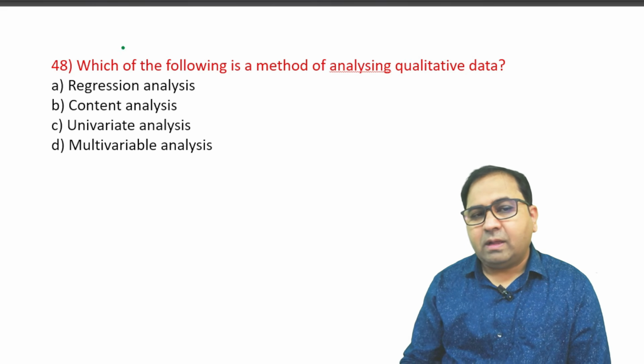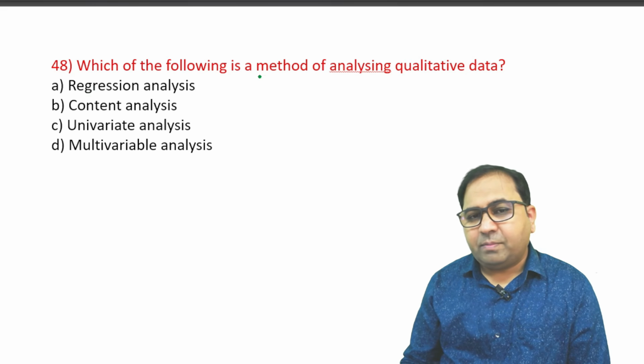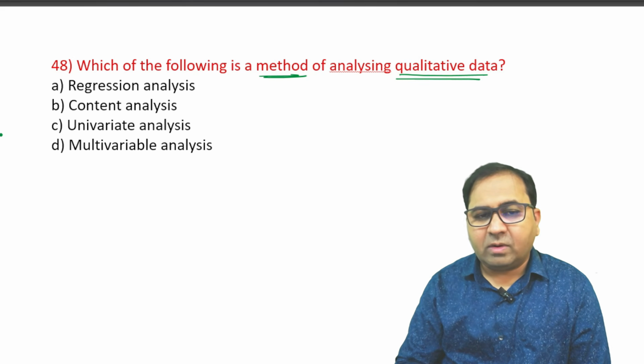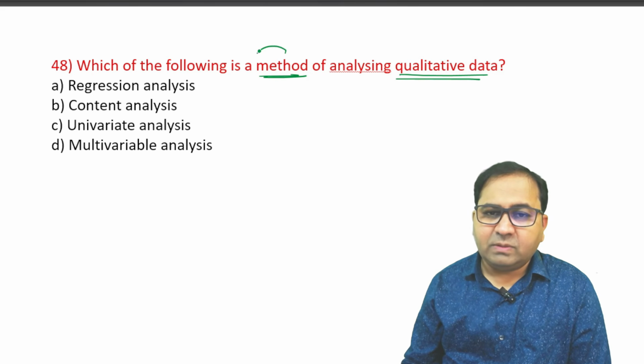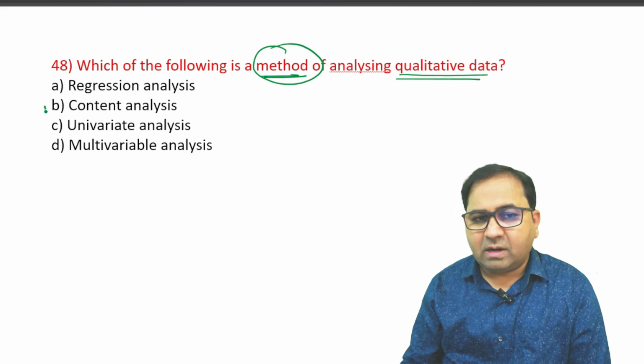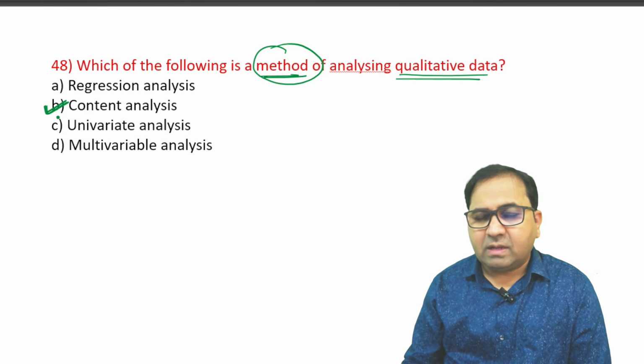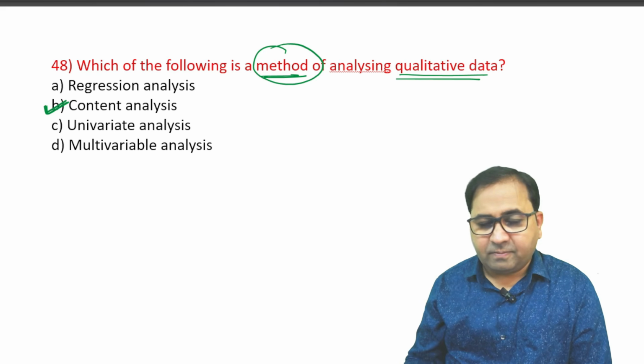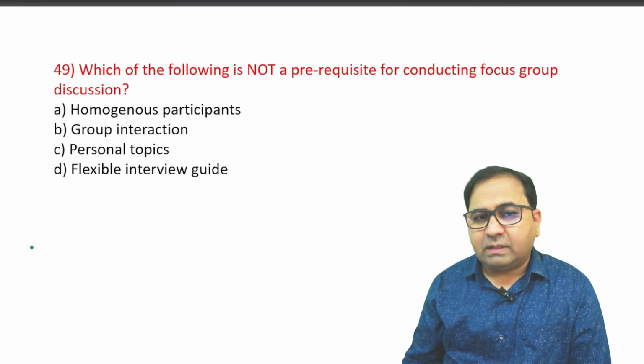Next question. Which of the following is a method of analyzing the qualitative data? Options are A, regression analysis, B, content analysis, C, univariate analysis, or D, multivariable analysis. We have seen this previously. For analyzing the qualitative data, the answer is content analysis. The other was grounded theory analysis.